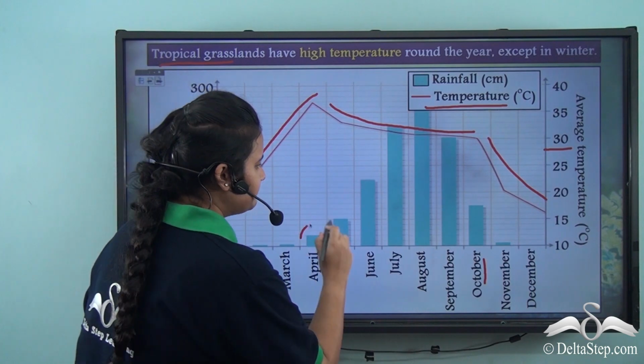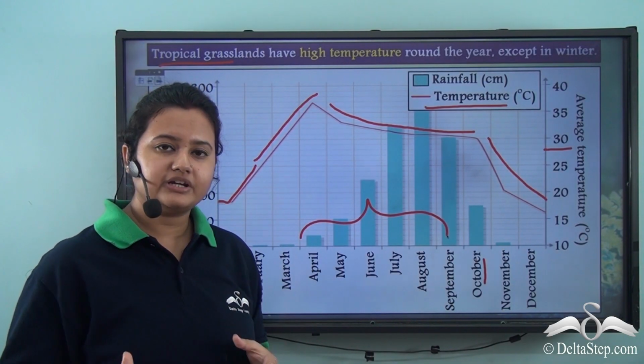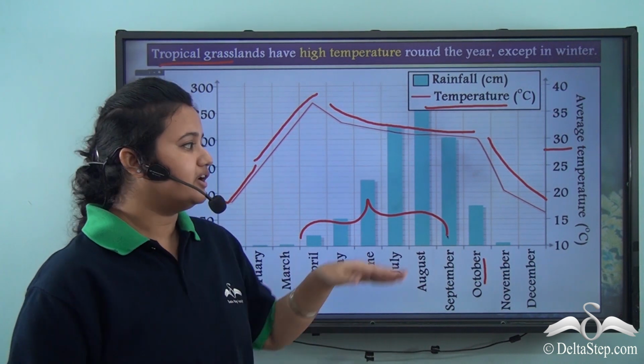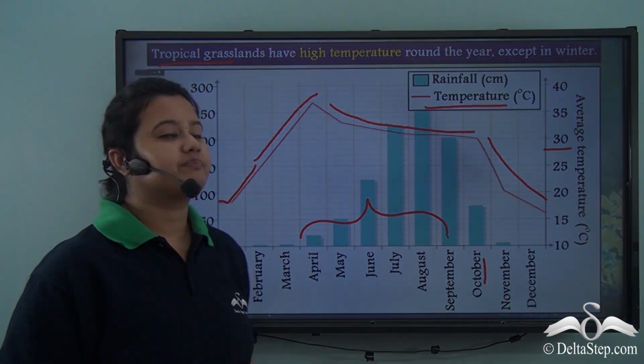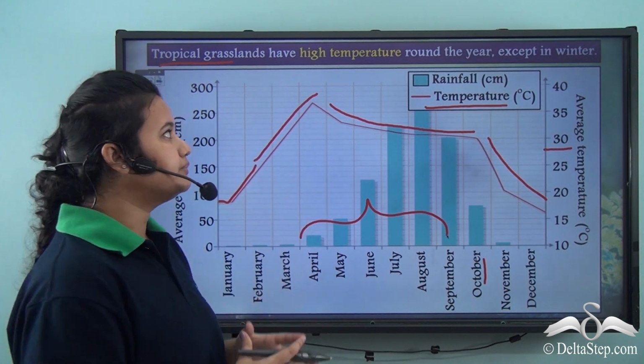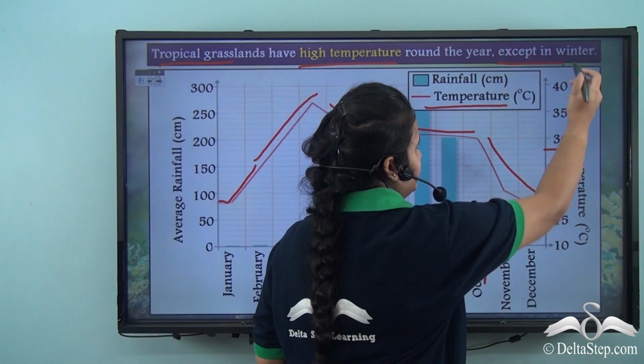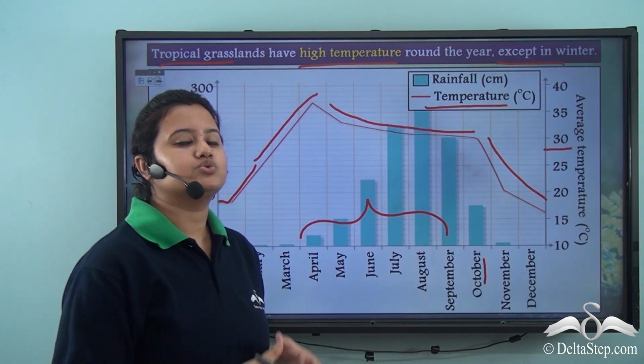Now as we can see in this chart, the temperature remains as high as 30 degrees Celsius, especially in the summer months. Whereas during winter months, the temperature drops significantly and it usually ranges around 15 degrees Celsius. Thus, we find that tropical grasslands have high temperature round the year except in winter months. In winter months, the temperature is usually low.